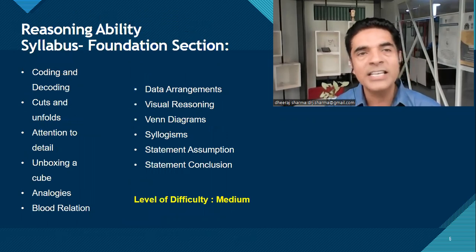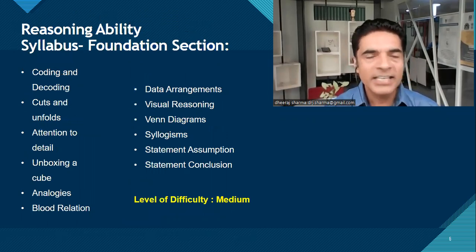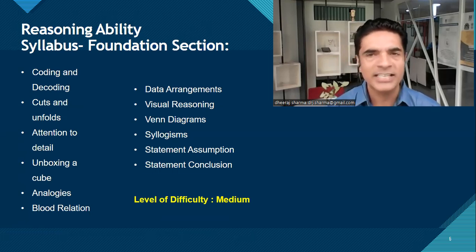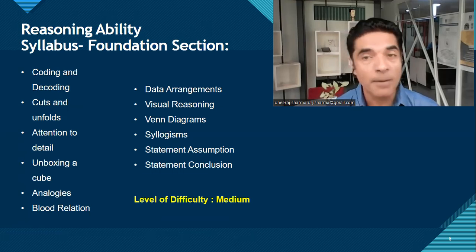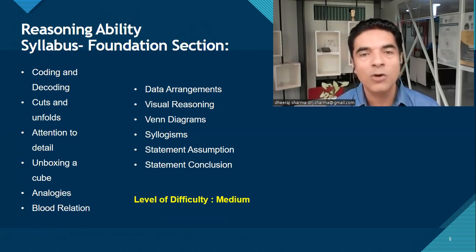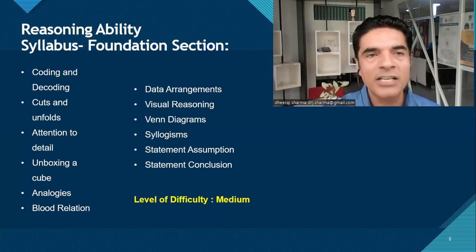Now, if I talk about the reasoning ability syllabus for the foundation section, these are the topics from where the questions are asked: coding, decoding, cuts and unfolds, which is nothing but paper cutting and paper folding. Then attention to detail, unboxing of cubes, which is questions on cubes and cuboids. Then analogies, which can be a verbal analogy or a number analogy. Questions from blood relation, data arrangements, visual reasoning, which is pictorial reasoning, Venn diagram, syllogism, statement assumption, and statement conclusion. And the level of difficulty again is medium, because we are talking about a Ninja role, which is level A or the foundation section.